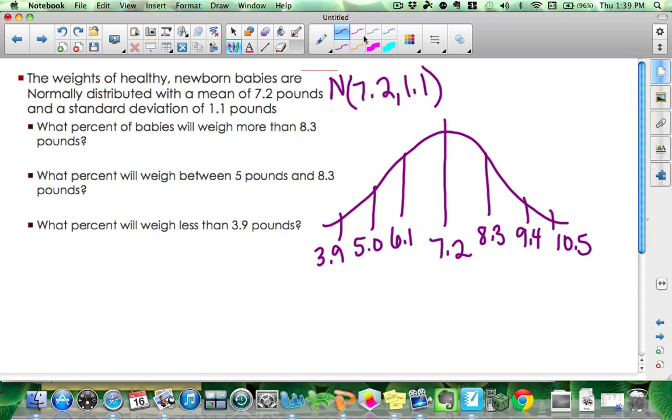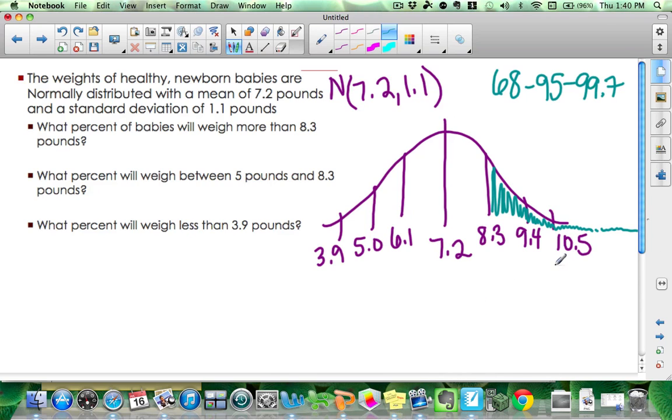Now, guys, there are probably 20 different ways of looking at this. I'm just going to show you one. If you did it a different way but came up with the exact same answer, then I'm okay with it. If yours is close, I'm not okay with it because with this, we should really be getting the exact same answer. Okay, 68, 95, 99.7. More than 8.3 means I'm starting at 8.3, and where am I stopping? Nowhere. Okay, I'm going up forever and ever to infinity.